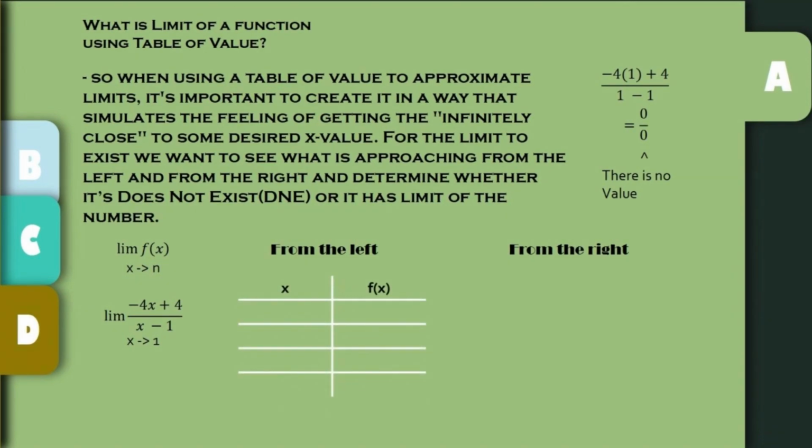So, if we put it in table form, then from the left, put 0 as your first value since it is the furthest, and then getting close to 1: 0.5, 0.9, and 0.99. Then now you have found your x values.